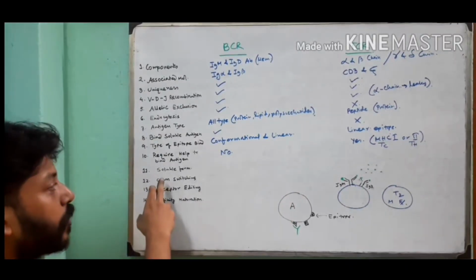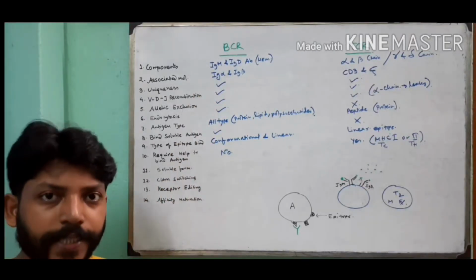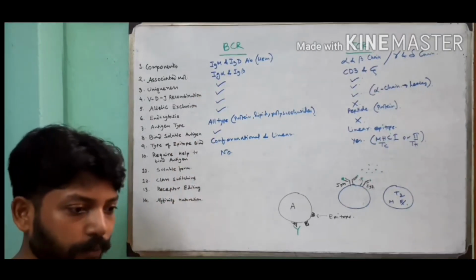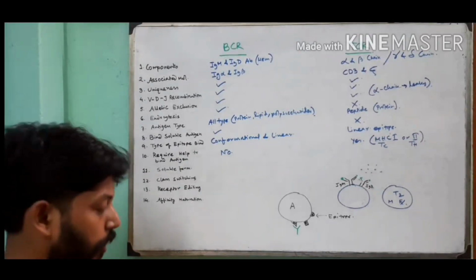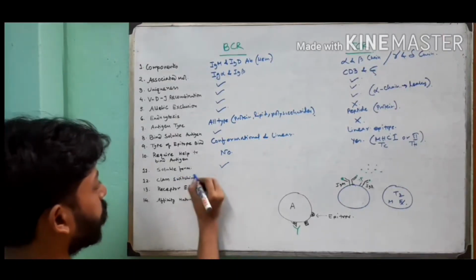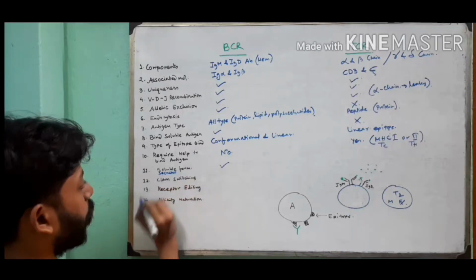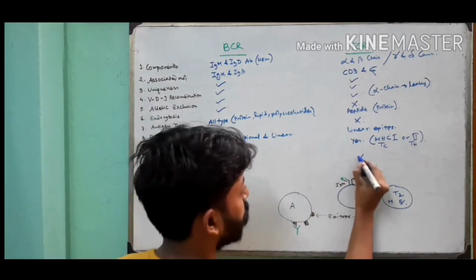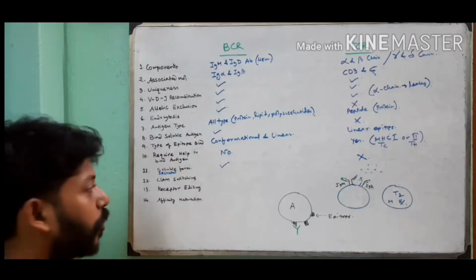The next is soluble form. The B cell receptor, that means IgM and IgD, can be in soluble form. When the B cell is activated, it becomes a plasma cell. Now it can secrete antibody. So the B cell receptor or antibody can be in secreted or soluble form. But the T cell receptor cannot be secreted. Okay.